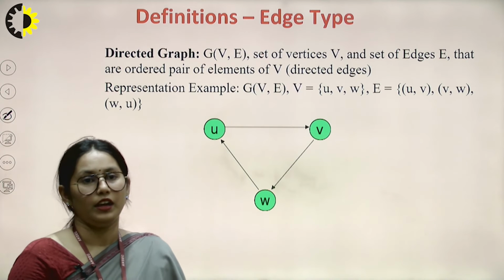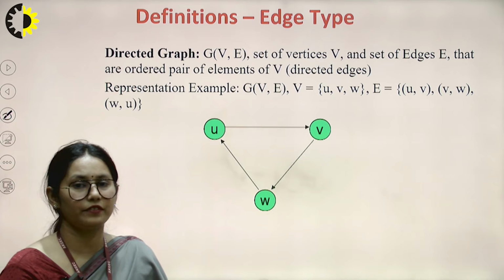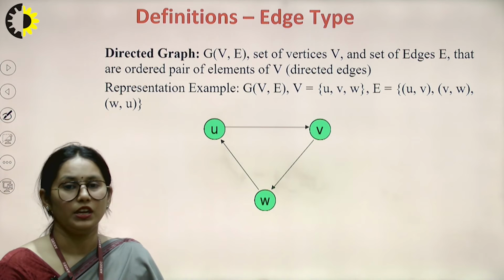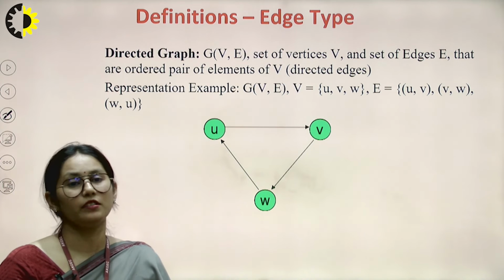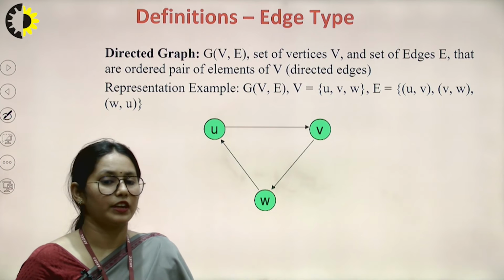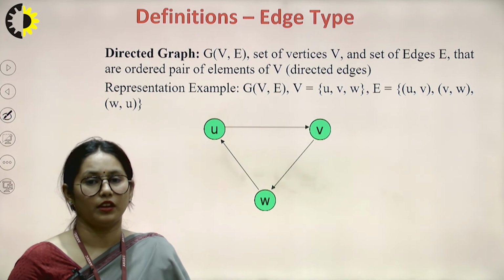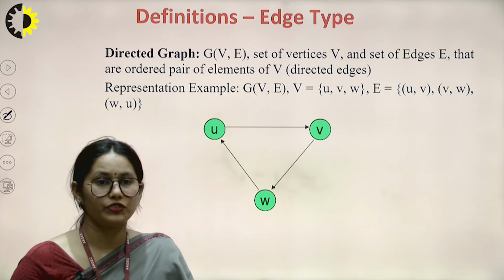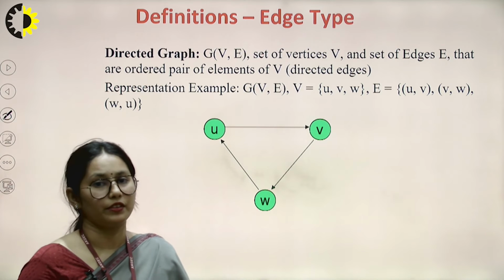Fine. Next is your directed graph. Now what is a directed graph? Once we know the words directed and undirected, it is very easy to understand what a directed graph means. A directed graph is a kind of graph, or a kind of set, in which you have the vertices and the edges, and those edges are associated with a direction.